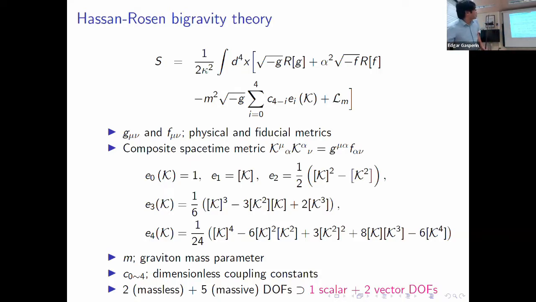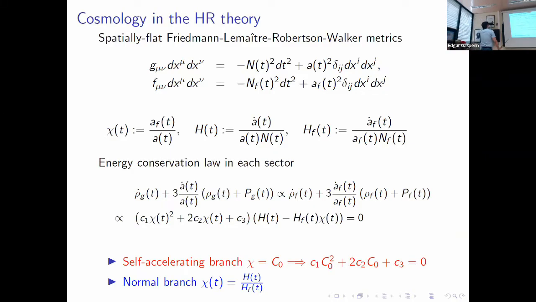So briefly, let me discuss cosmology. For simplicity, we now consider spatially flat Friedmann-Lemaitre-Robertson-Walker spacetime with two scale factors, and we also define the ratio of the two scale factors, and we also define the Hubble expansion rates in the g sector and in the f sector. Now we are going to impose the energy conservation law in each sector. But here, since the two sectors are still coupled.